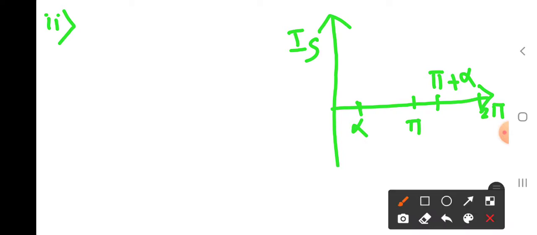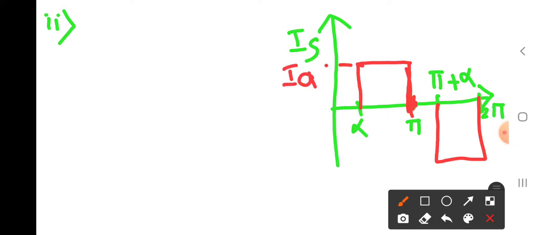Here we are assuming, as given, that the converter is lossless and the armature resistance is negligible. Therefore, we take the source current in a square fashion. This value is IA. Now what is IS?